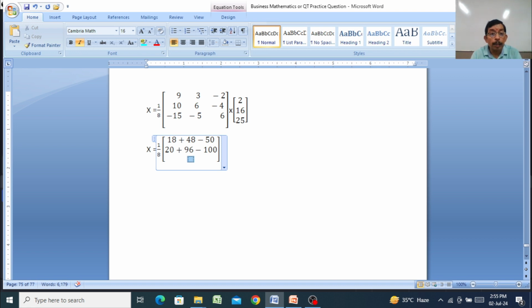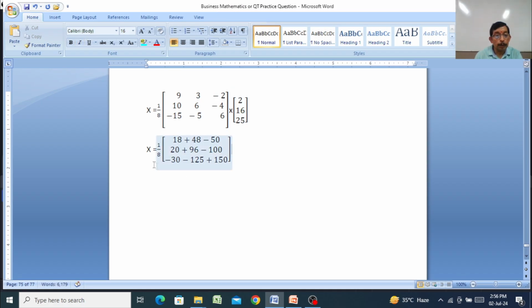Now we come to the third row. Third row, first element is 15 and the corresponding value is 2. 15 multiplied by 2, the result is 30. Note down minus 30. And minus 5 is multiplied by 25, then the result is minus 125. And 6 is multiplied by 25, then the result is 150.